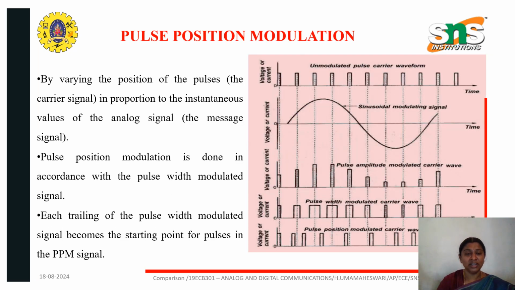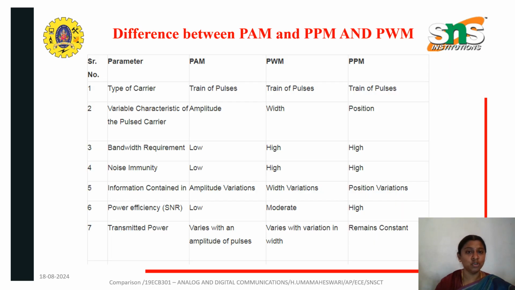Then pulse position modulation varies the position of the pulses in proportion to the instantaneous value of the analog signal. Pulse position modulation is done in accordance with the pulse width modulated signal. Each trailing edge of the pulse width modulated signal becomes the starting point for the pulses in pulse position modulation. In this diagram, the carrier wave and the PAM, PWM and PPM signals are shown, where the width is varied in PWM, and the position of the pulse is varied in the pulse position modulated wave.